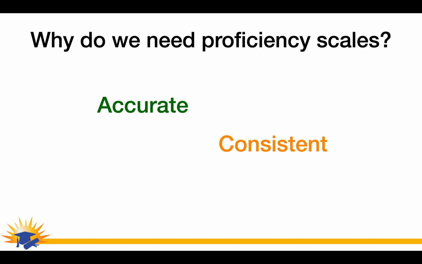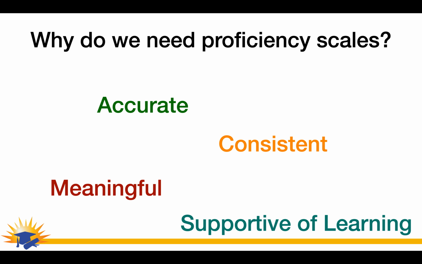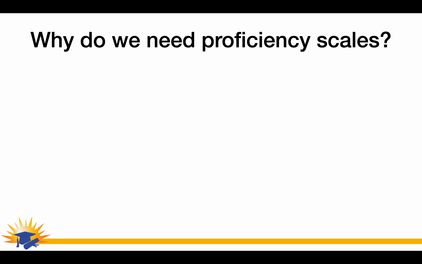Consistent. Every student has the same expectation and learning outcomes to demonstrate proficiency for their grade or course. Meaningful. The feedback on each skill is specific to that learning outcome. This is a direct correlation to the expectations of the proficiency scales assessed each quarter or semester. And supportive of learning. The goal is to capture a clear picture of what students are able to do and where they still need support to succeed. Therefore, every child will be receiving instruction based upon their individual needs.